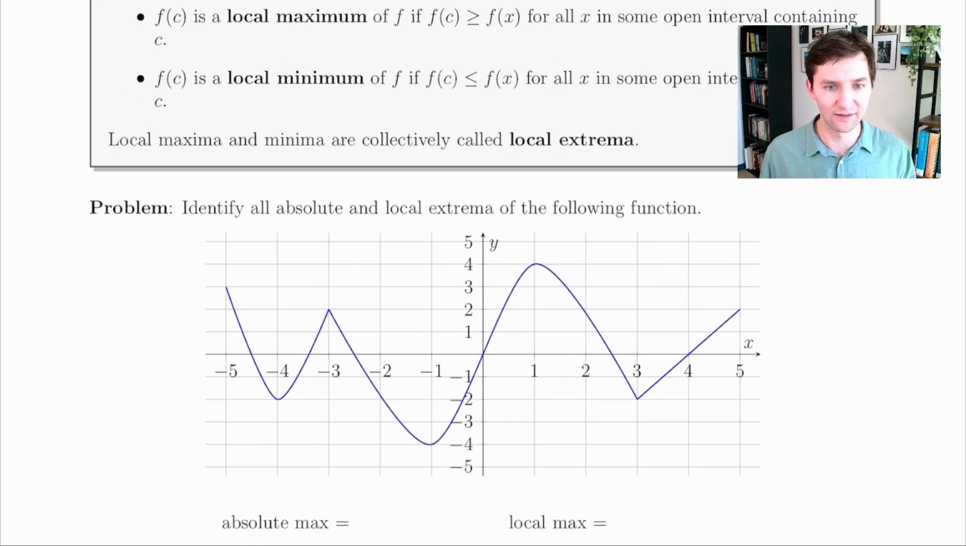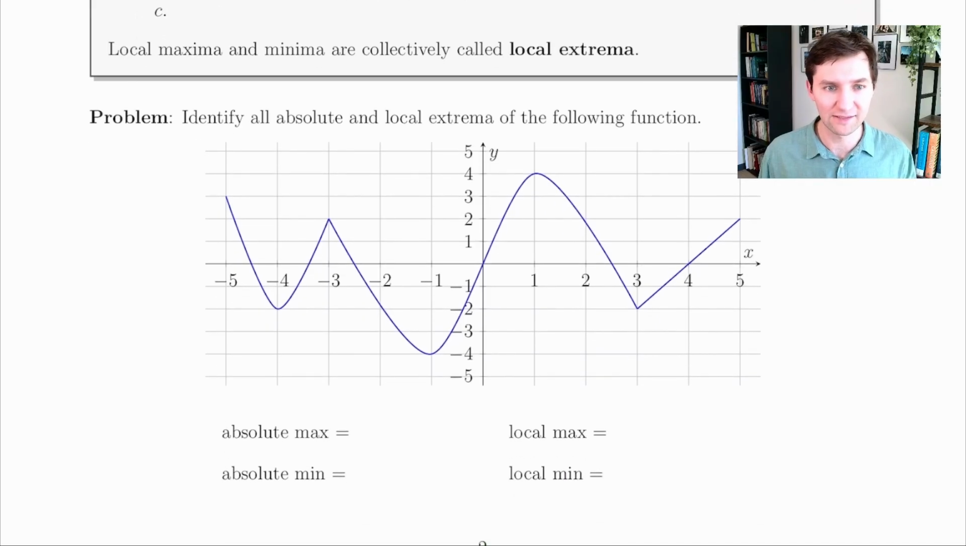Let's see if we understand the difference between absolute and local extrema by completing a problem. If you would like to try this problem on your own first, stop the video now. We must identify all absolute and local extrema of the following function.